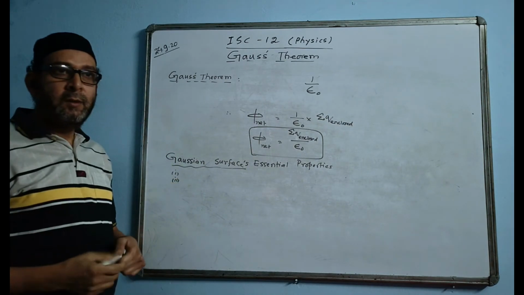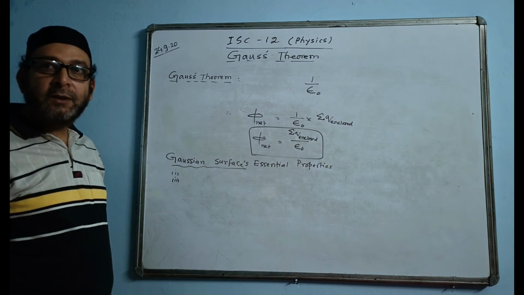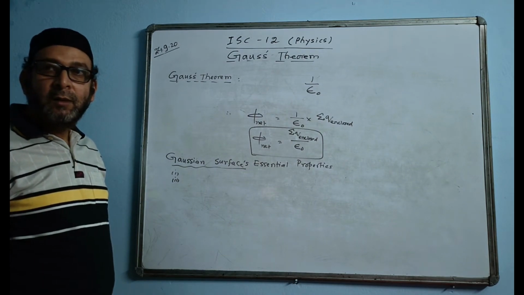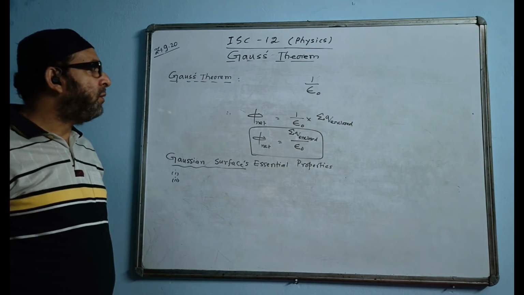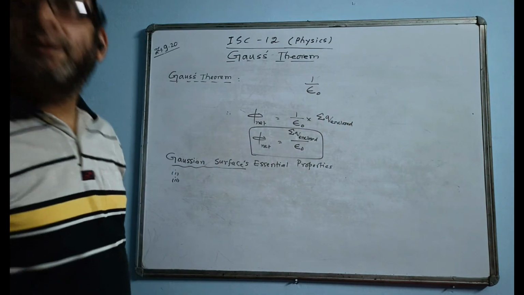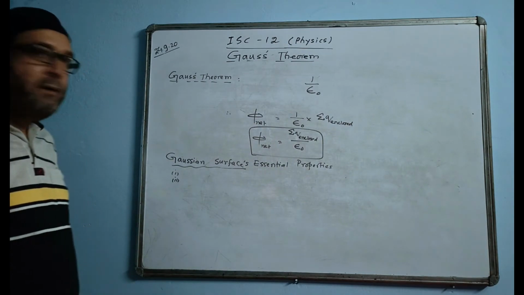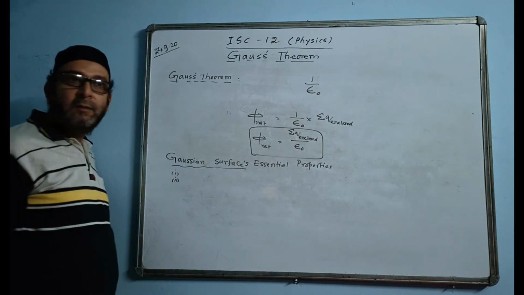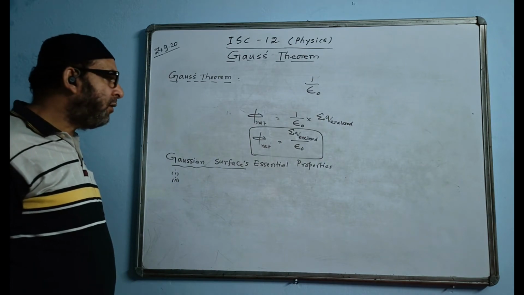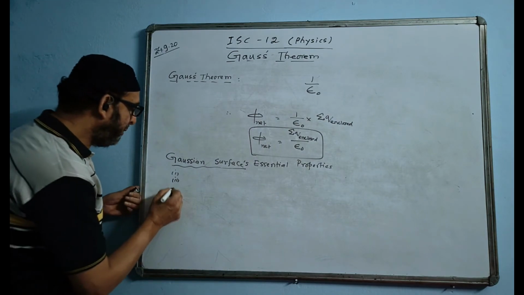Point number 2. The Gaussian surface always passes through the point where the electric field is to be calculated or determined. That is the second important property.